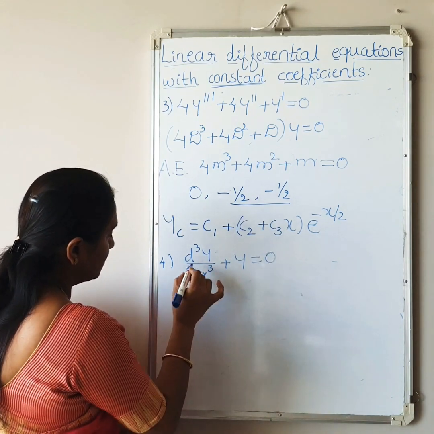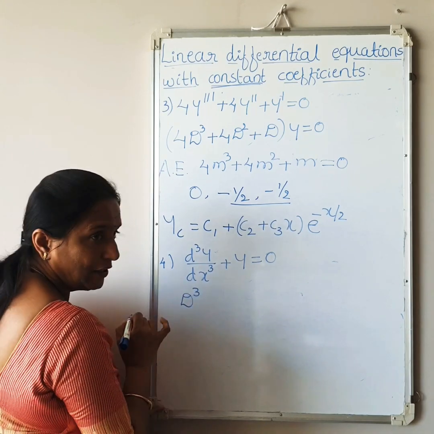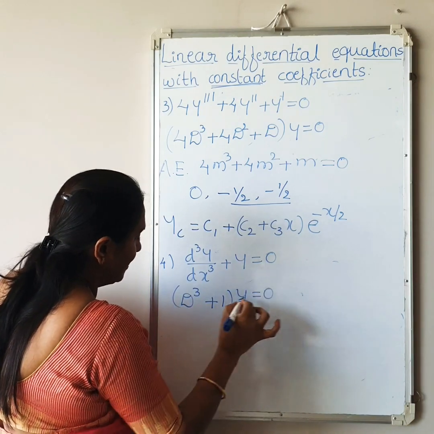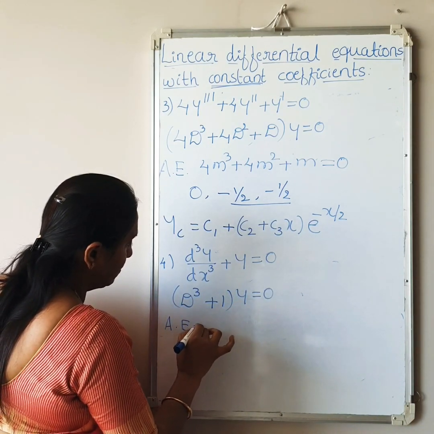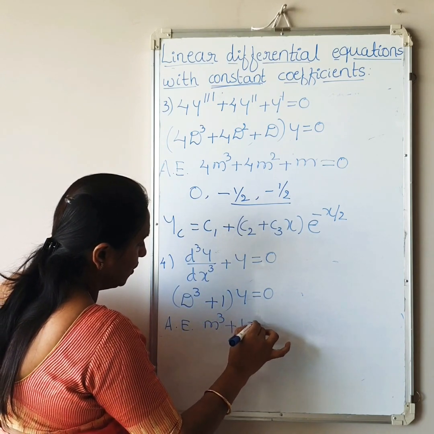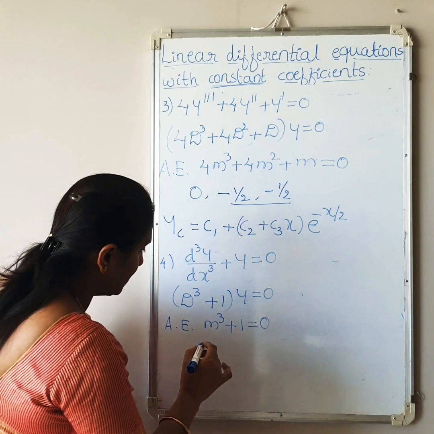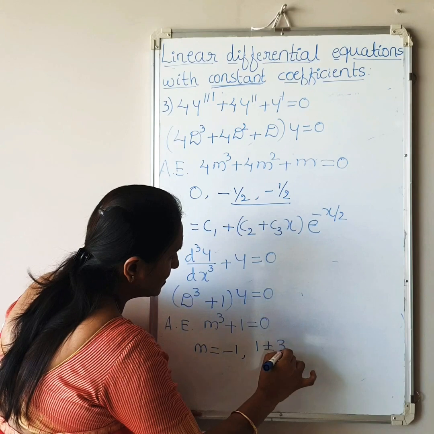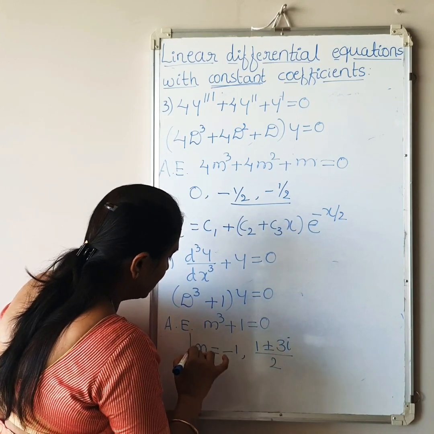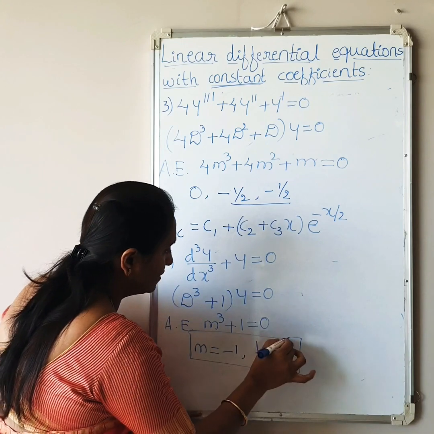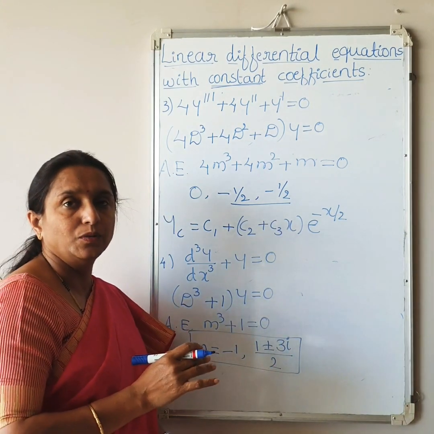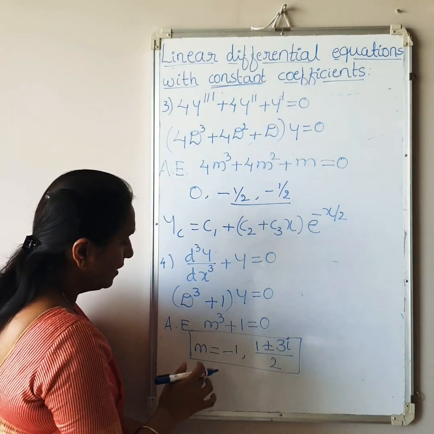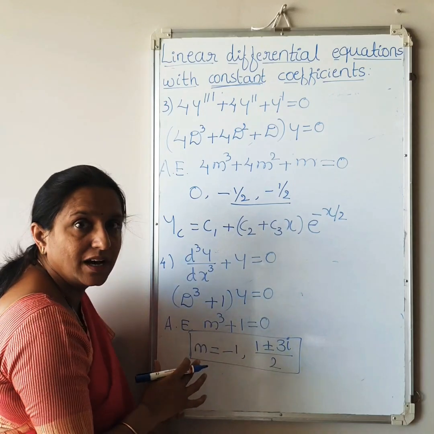Next example, that is the fourth one, d cube y by dx cube plus y is equal to 0. So by using the differential operator, it is D cube plus 1, y is equal to 0. Then the auxiliary equation will be m cube plus 1 is equal to 0. And roots of this equation are m is equal to minus 1, 1 plus or minus root 3 i by 2. I repeat, these answers directly you will get in the calculator. Directly you put in the equation and you will get the answer. So here 3 roots are there. One is real and the other 2 roots are imaginary.